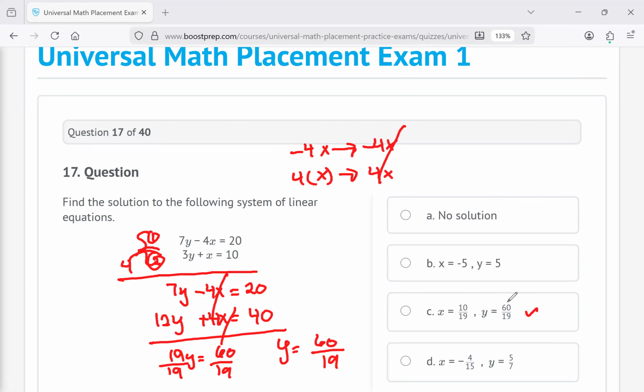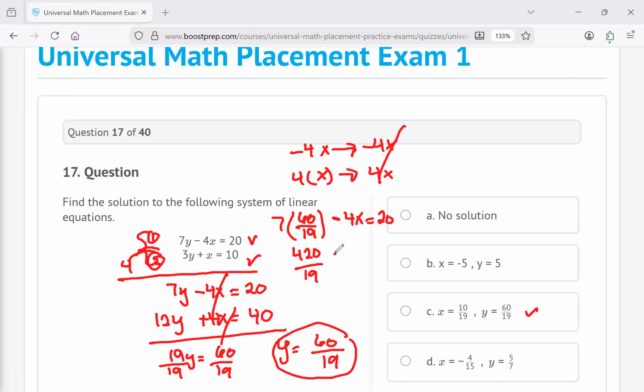So that's the only one. I mean, this has to be right because, oh, there's a no solution option. So we've got to check if x is really 10/19. So what I'm going to do is substitute this into either this one or this one. Okay, so it's 7 times y, which is 60/19, minus 4x equals 20. What's 7 times 60 over 19? Oh, 7 times 60, which is 420 over 19, minus 4x equals 20 over 1.